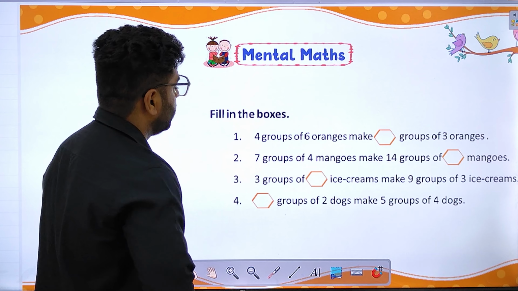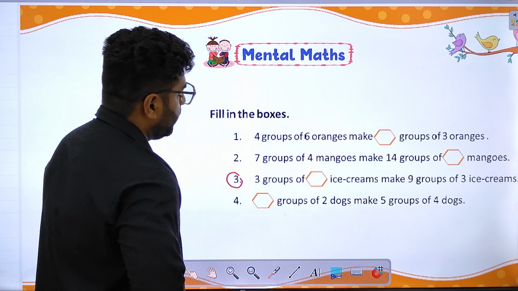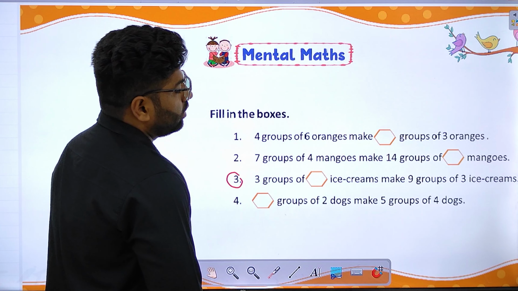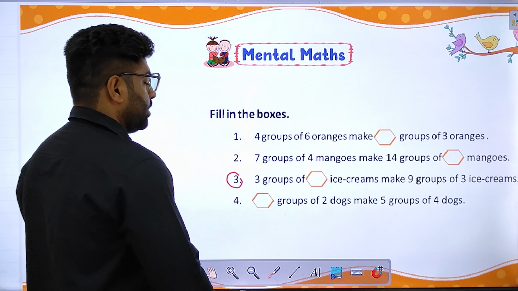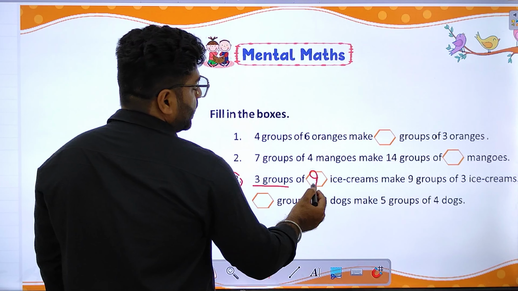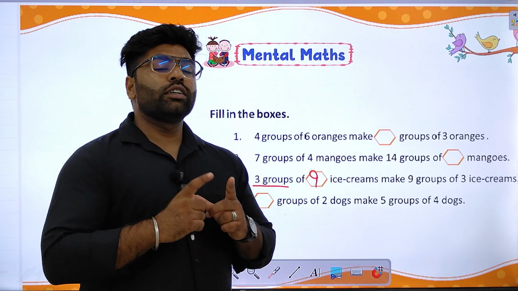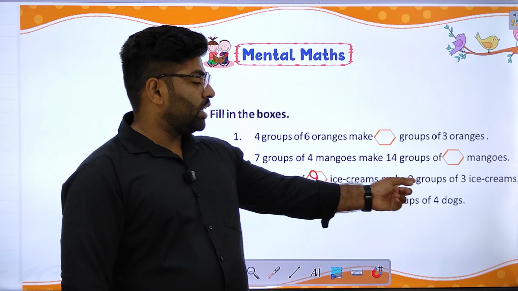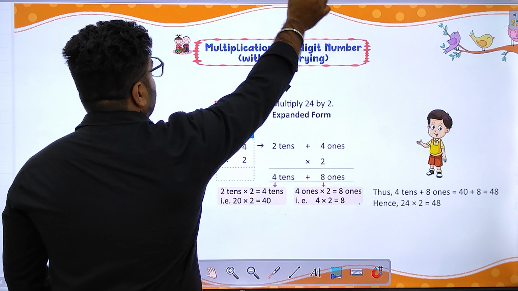Okay, next is mental maths. Here we are having fill in the boxes. Let's pick question number 3. Here we are having 3 groups of dash ice creams make 9 groups of 3 ice creams. So we are having 9 groups of 3 ice creams. So how many ice creams are there? So we can say that 3 groups of 9 ice creams make 9 groups of 3 ice creams. Here we are having the concept of change in order. See, 3 times 9 and 9 times 3, you will have the same answer. Clear?